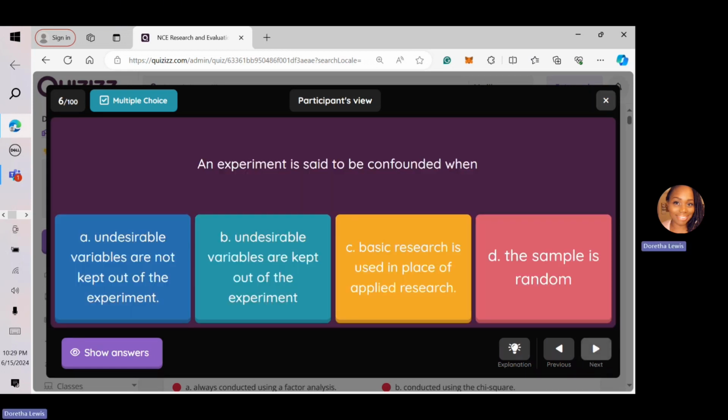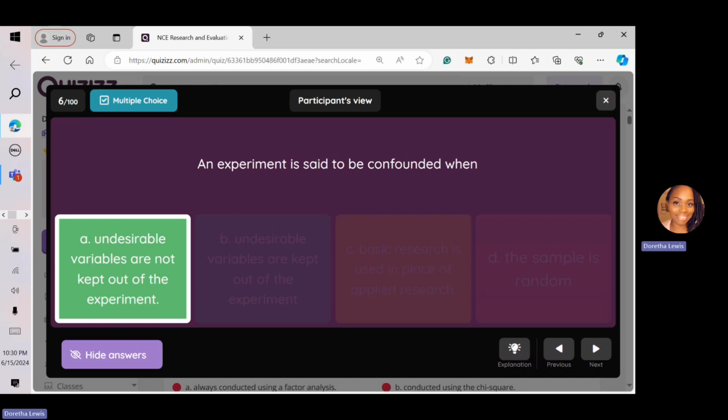An experiment is said to be confounded when A, undesirable variables are not kept out of the experiment, B, undesirable variables are kept out of the experiment, C, basic research is used in place of applied research, and D, the sample is random. So A, undesirable variables are not, right? Keyword here is are not kept out of the experiment, right? Something's confounded or flawed means that there's something in the research that's going to make everything just off balance.